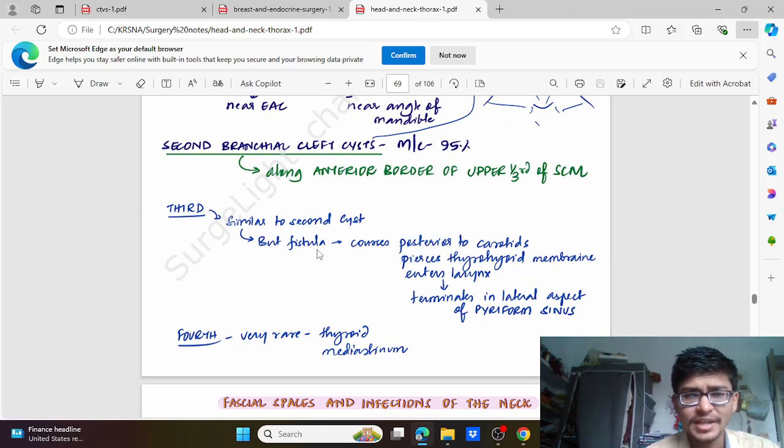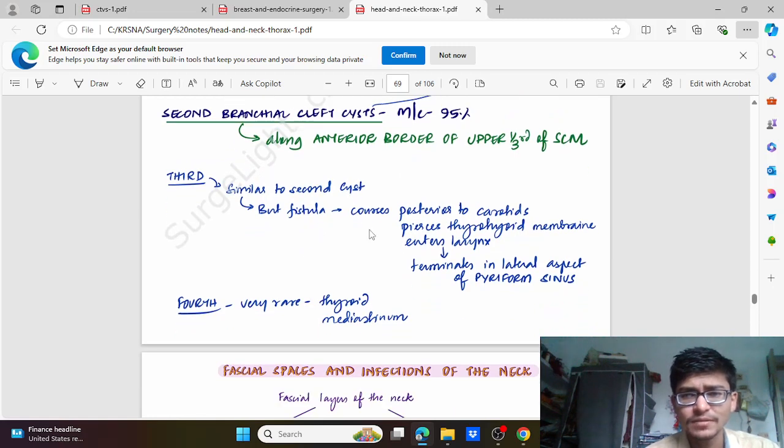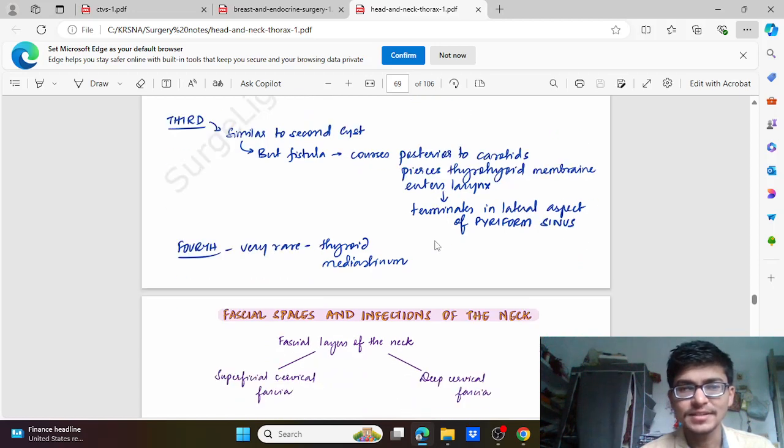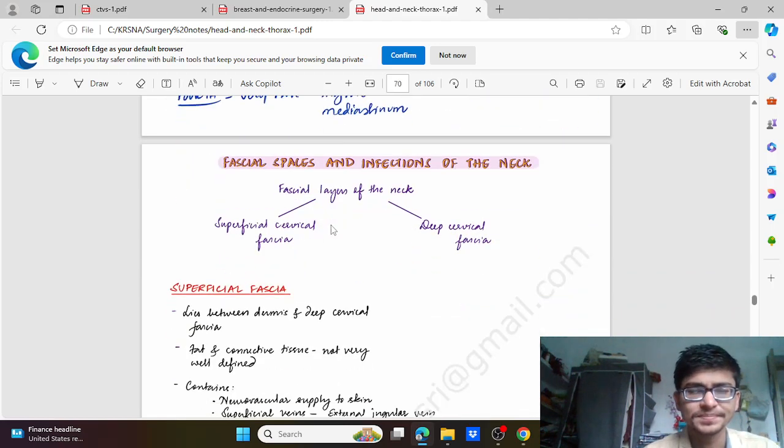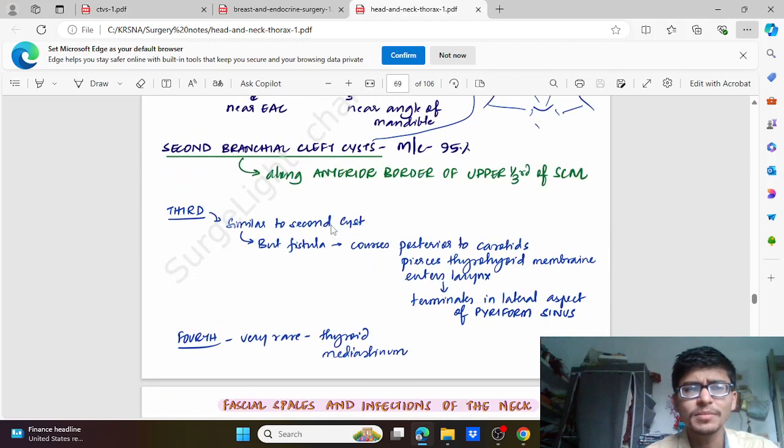The third is similar to the second cyst, but the fistula courses posterior to the carotids, pierces the thyrohyoid membrane, enters the larynx, and terminates in the lateral aspect of the pyriform fossa. The fourth is very rare, and may occur in the region of the thyroid or mediastinum. So this was all about branchial cyst, sinus and fistula. Now we'll be seeing another topic.